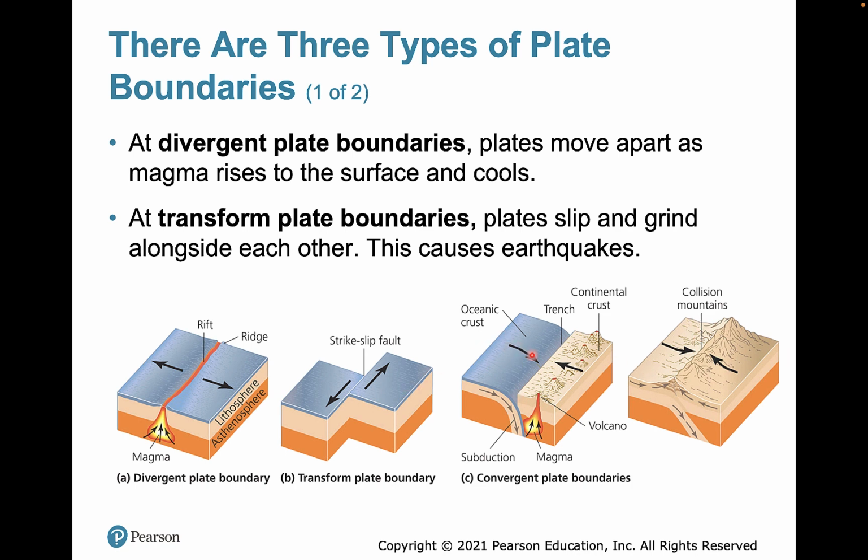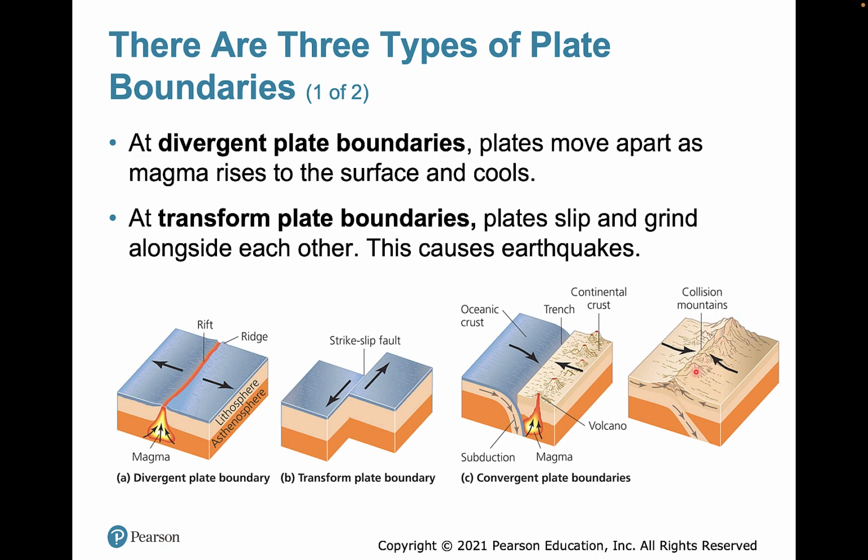You can get two kinds of motions when two plates come together. Depending on the plates that come together, one plate can subduct under the other, which means it goes down into the asthenosphere. It melts into magma, it rises and becomes volcanoes. So this happens when you have oceanic and continental crust coming together, and also when you have oceanic and oceanic crust coming together.